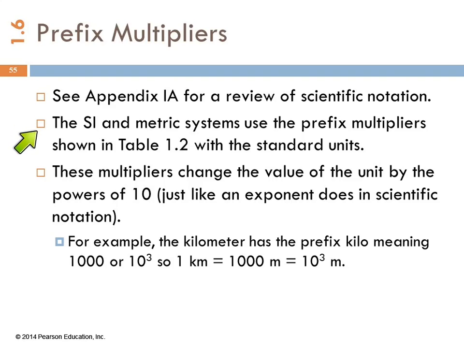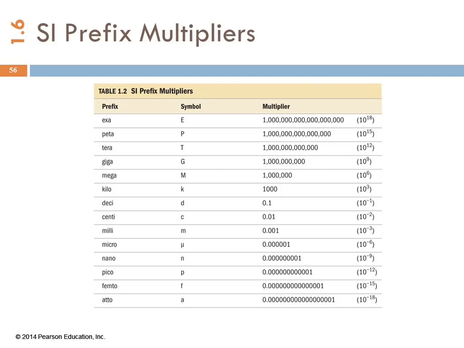What's really nice about the metric system is that it's based on factors of 10. And so to make different sized units, we just put a prefix in front that changes the size. Here are the multipliers. Some of these are a lot more important for chemistry than others. Kilo is very important. Centi, milli, micro, nano, and pico are pretty important. Mega is kind of important. Those are the most important ones for chemistry.